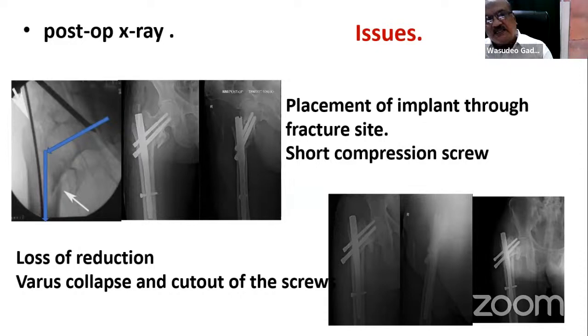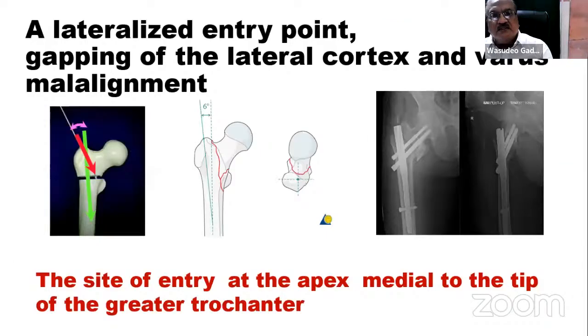It is a surgical error. It's not a fault of an implant or of the fracture. So lateralized entry point, gapping of the lateral cortex and varus malalignment. The site of entry should be at the apex, medial to the tip of the greater trochanter. And if you are not able to reduce the fracture by closed method, it is better to open that particular fragment, clamp it, temporarily fix it with a K-wire, and then find out the entry point and do the nailing.